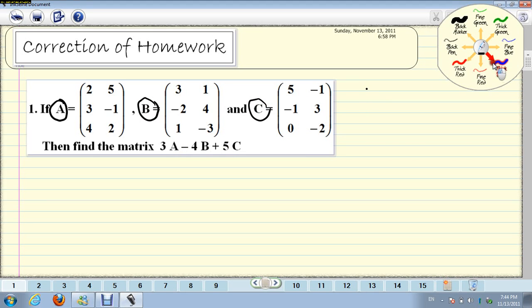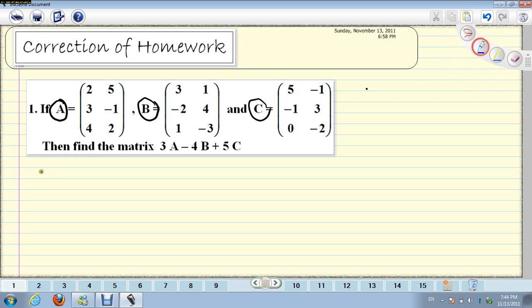Okay, let's use another color, so I can do it in one step. 3 times each one here. So 3 times 2, 6, and this is 3 times 5, 15, 9, and 3 times negative 1, it's negative 3, and 3 times 4, I'm sorry, 12, 3 times 2, it's 6. Okay, minus, now we are going to multiply 4 by each element of matrix B.